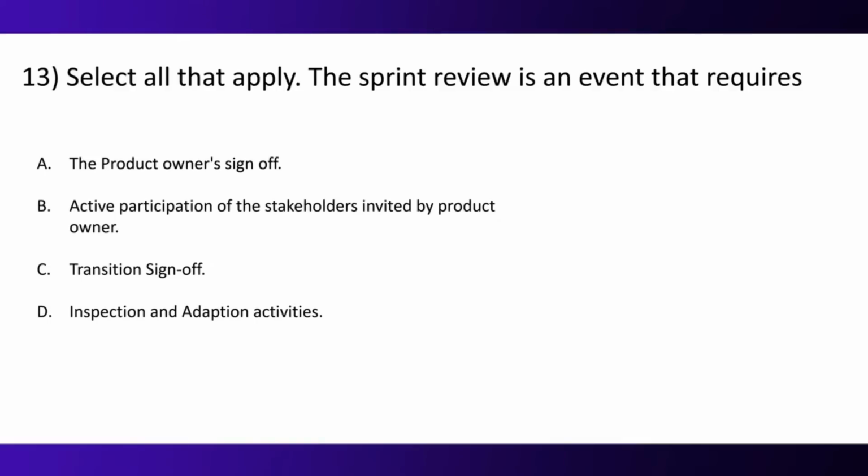Question 13. Select all that apply. The sprint review is an event that requires option A. The product owner's sign-off. Option B. Active participation of the stakeholders invited by the product owner. Option C. Transition sign-off. Option D. Inspection and adaptation activities. And the correct option is B and D.